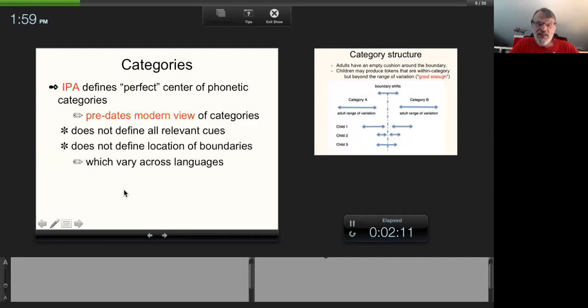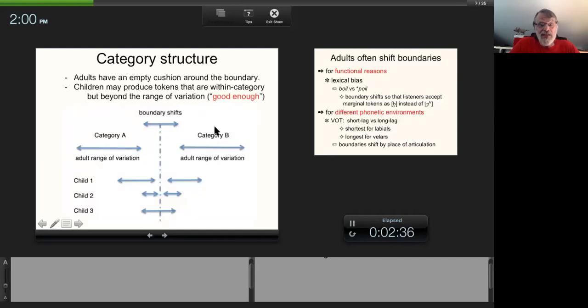Now, that brings us to the nature of categories, and I just want to expand on the modern view and where that takes us. The IPA gives a perfect center of a phonetic category, but it doesn't tell us what cues are relevant to it, and it doesn't define the location of boundaries between the categories, which actually probably vary from language to language or time to time. Categories are structured somewhat in this way.